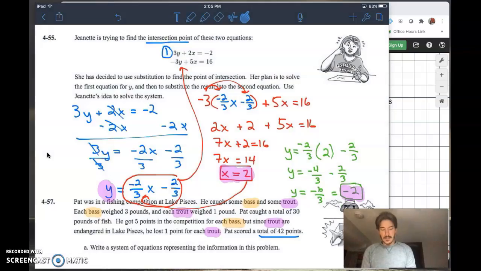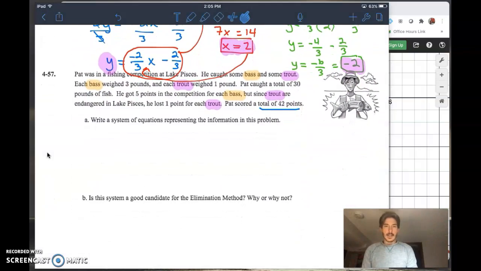Number 57 is a great problem because it's going to set itself up perfectly for this elimination method that I do want to use for this, but it's also going to have us revisiting how to write some equations from a situation. So this is a great question, and I've gone into the question ahead of time and put in some hints. All right, Pat was fishing in a competition at Lake Pisces. He caught some bass and some trout. Each bass weighed 3 pounds and each trout weighed 1 pound. Pat caught a total of 30 pounds of fish.